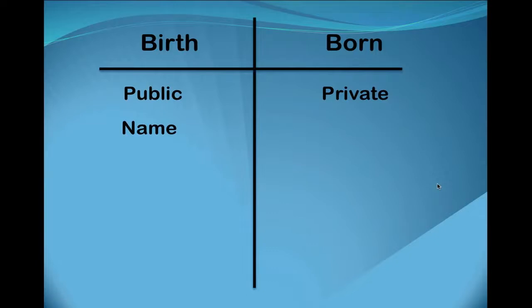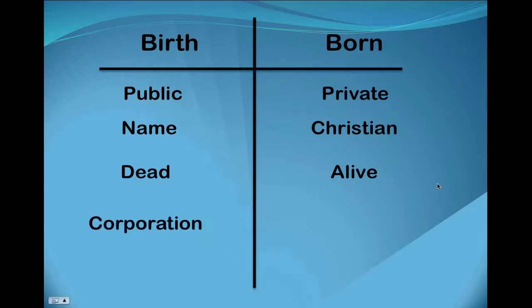Right, we've already established that the public has a name. Okay, so on the private side, we can be Christian. The public side, as we've already said, is dead. The private side, or the credit side of the ledger, we're alive. On the public side, we're a corporation or treated as a corporation. That's why they can drag us into court. On the private side, as long as we stay on the private side, we can be sovereign.